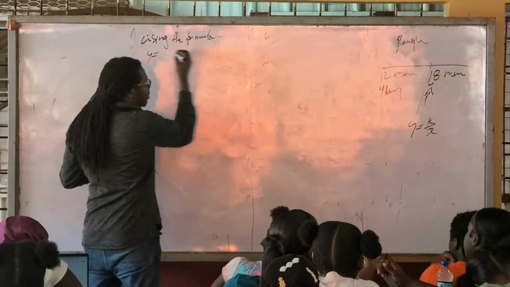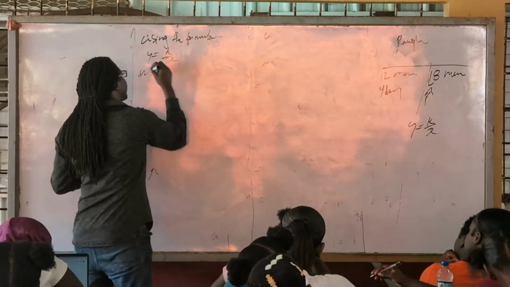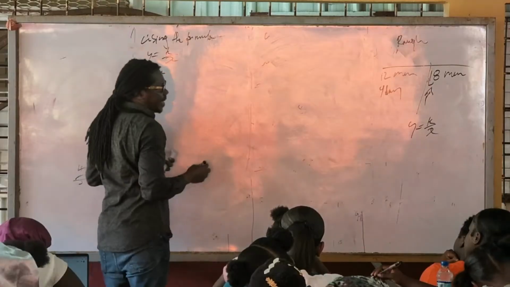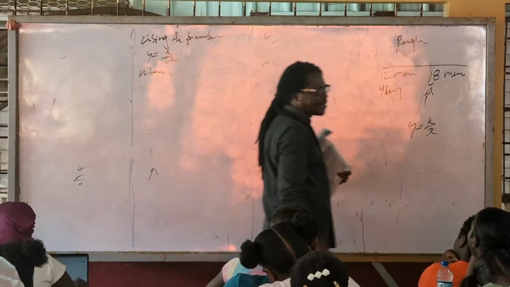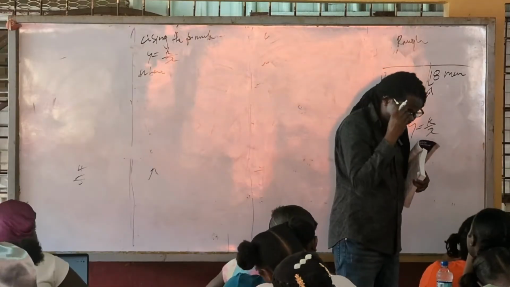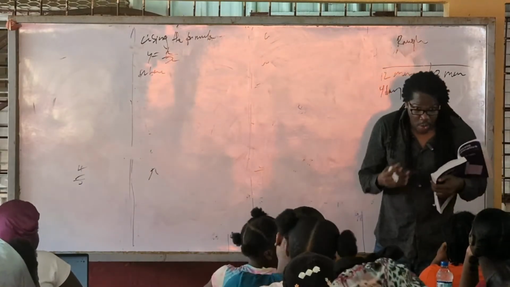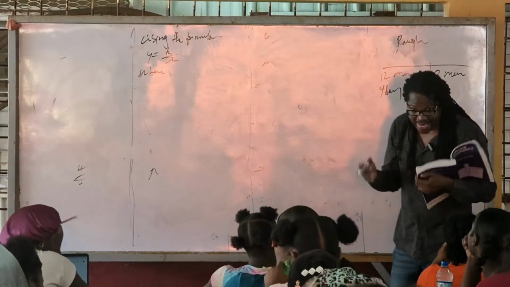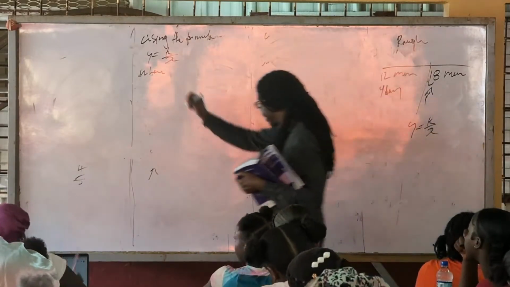Y equals K over X, where what is Y? The days are dependent on the men. Ask yourself, which one is it going to be depending on?